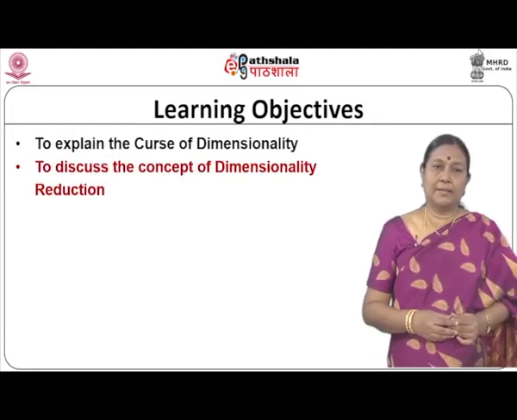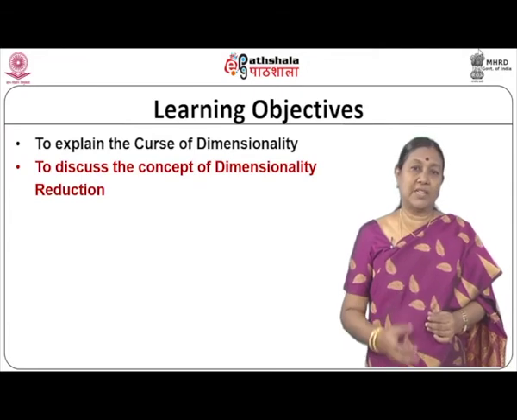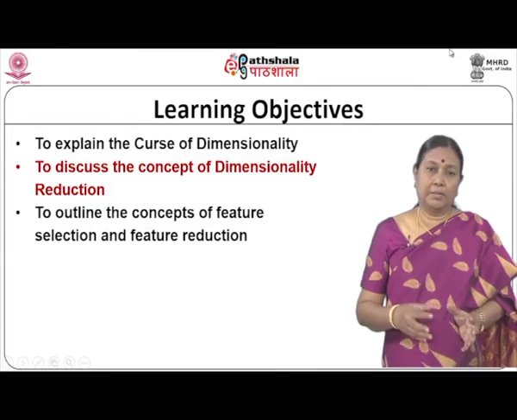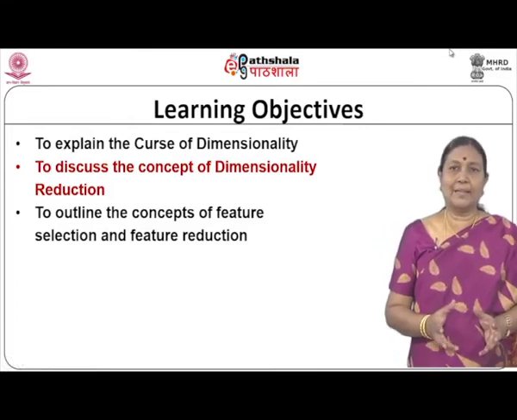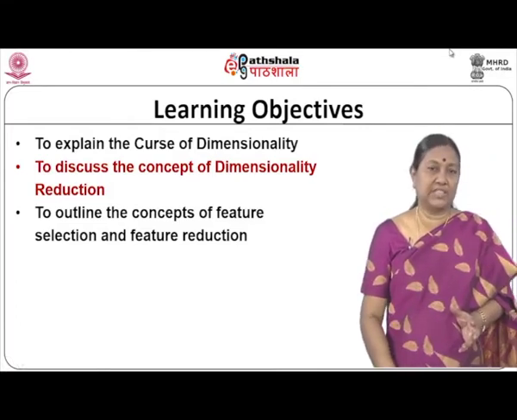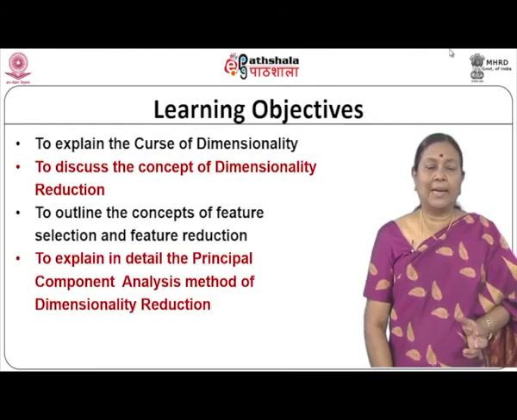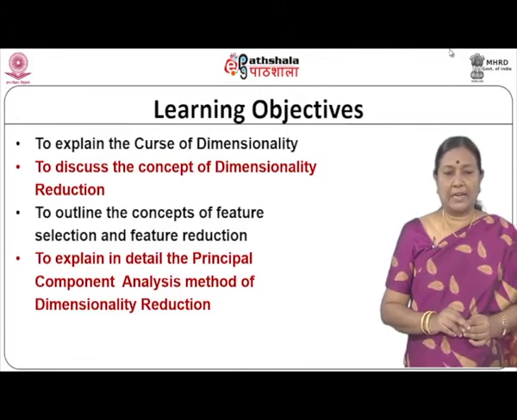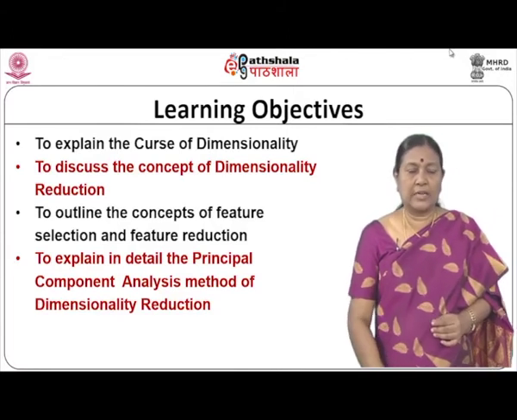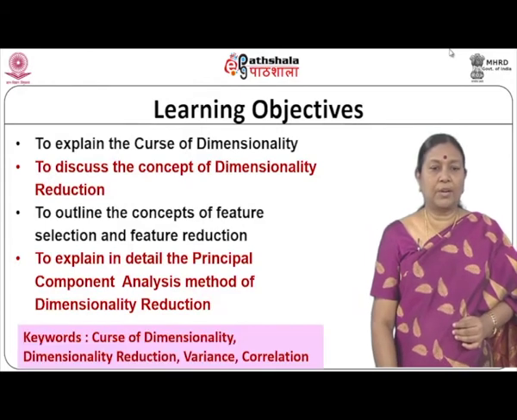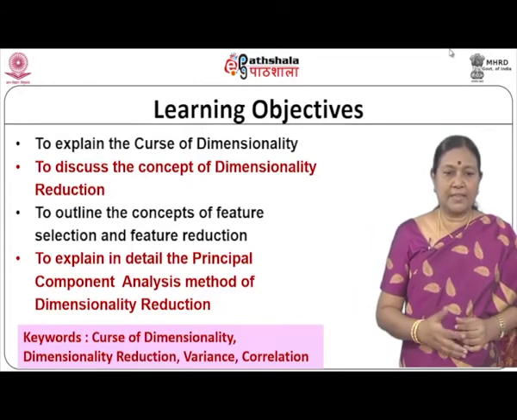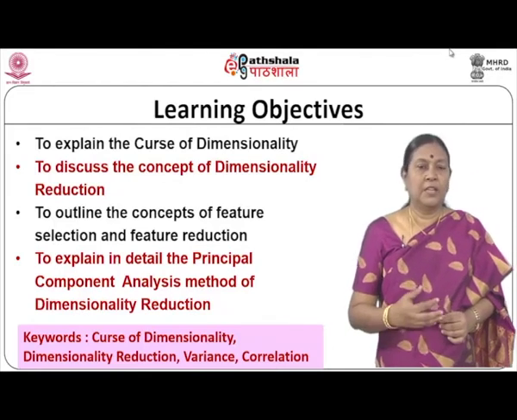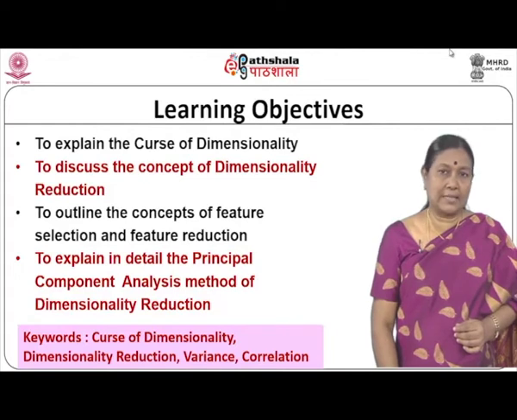And we discuss the concept behind dimensionality reduction, and then we look at the two methods of dimensionality reduction, the concepts of feature selection and feature reduction. Then we look in detail at one technique in this module, called principal component analysis, a method of dimensionality reduction. The keywords associated with this module are curse of dimensionality, dimensionality reduction, and two important mathematical concepts called variance and correlation. So, with this, let us start with the module.